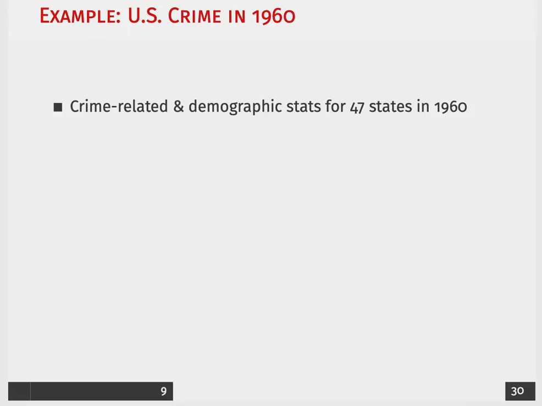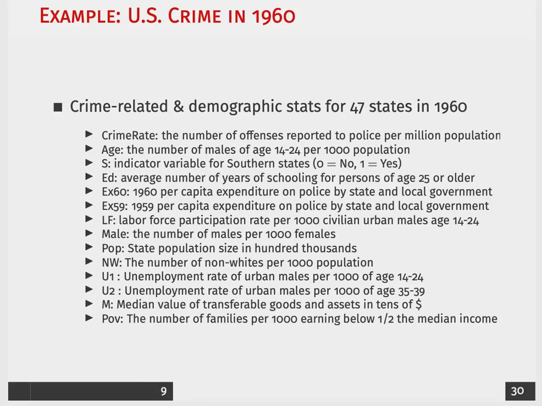For our example, we're going to look at data that is related to crime, and we are trying to predict crime in 47 states given different demographic statistics that we have about that state. And we have a host of different data about the percent of people that are male, the age of men. We also have unemployment rates. We have the poverty rates. We also have police expenditures, and we have labor force numbers. We have a bunch of things here, as well as education.